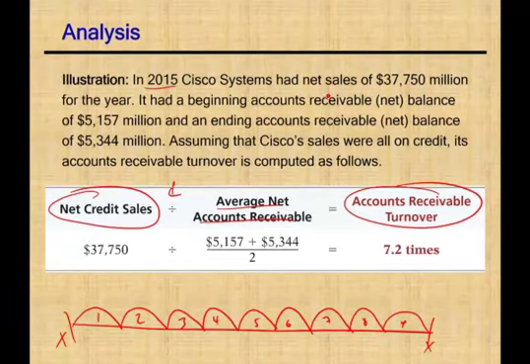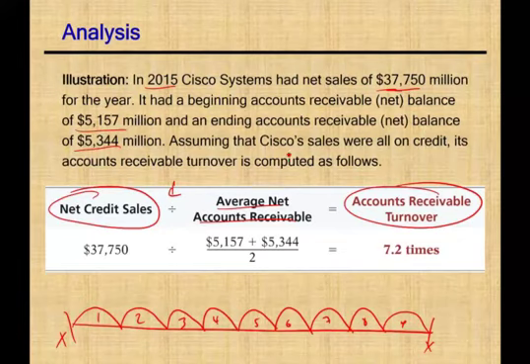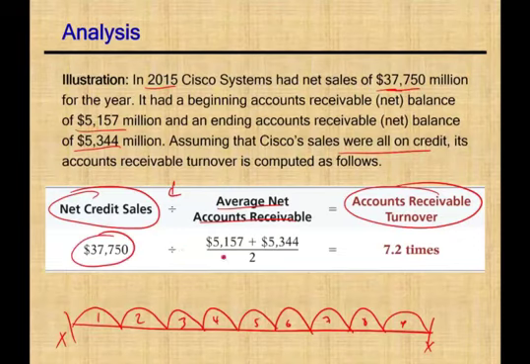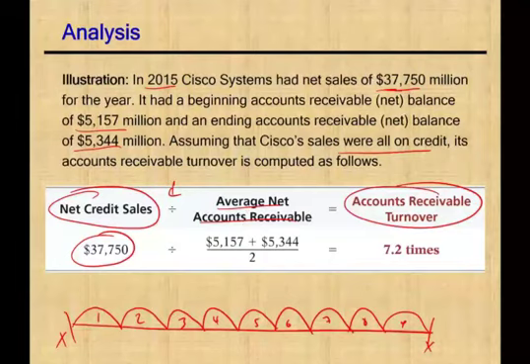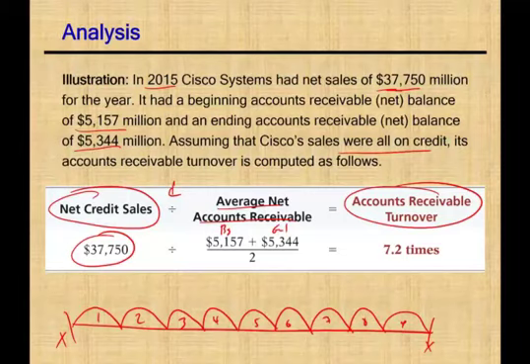In 2015, Cisco Systems had net sales of $37.75 million. Its beginning receivable is $5.15 million, and its ending is $5.344 million. Assume that Cisco's sales were all on credit. Okay, so we can compute this. We take net credit sales and divide them by the average receivable. Again, what's the average receivable? It's the beginning of the year plus the end of the year, divided by 2, or this year plus last year, divided by 2. So receivable turnover for Cisco is 7.2 times.